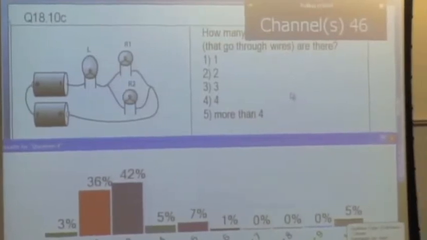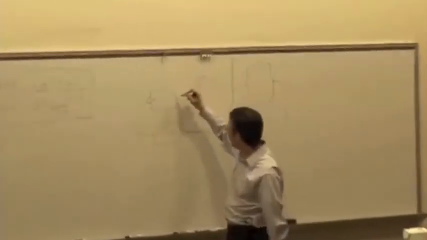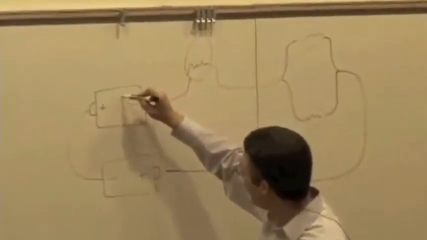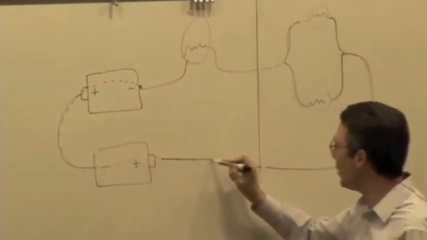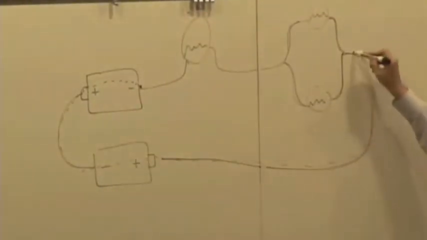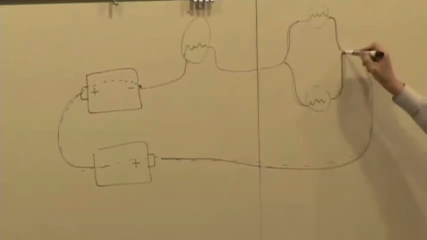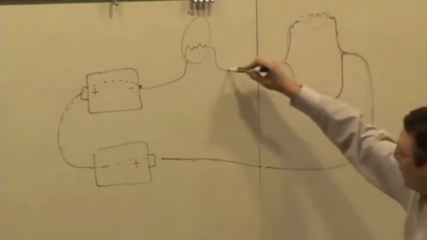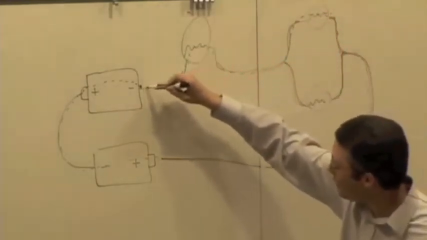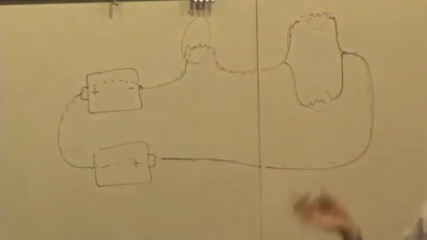We can trace out one path that does go through the batteries. Let's say we start here, for example, and we go through battery number 1, and then we go through this wire, we go through battery number 2, and then we go through this wire. And then at this point we can do either one, right? So let's pick the top one and go through here. And we're back to where we started from, so that's one loop. So there's one.